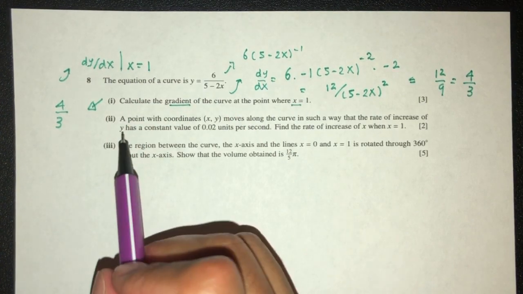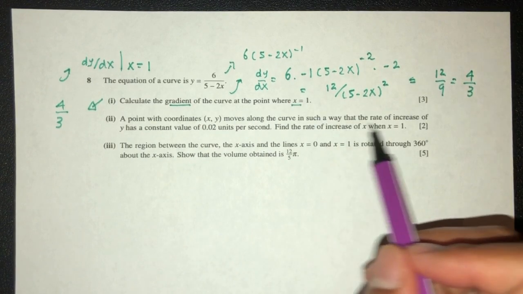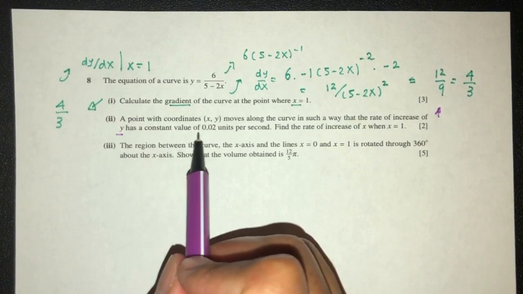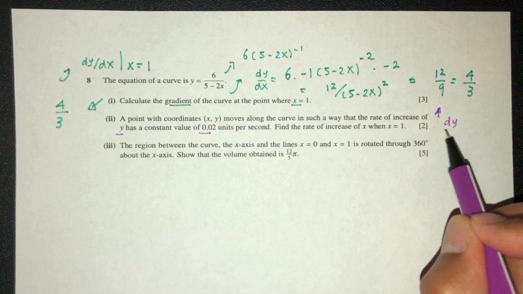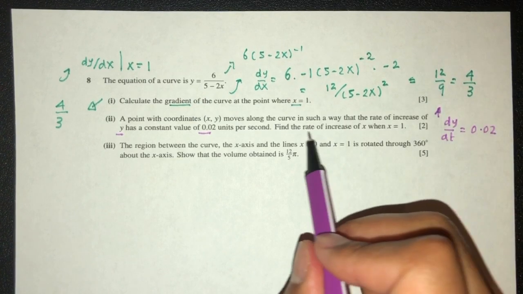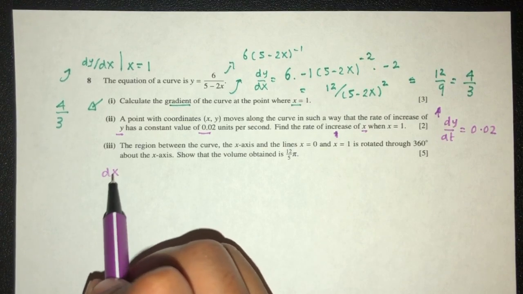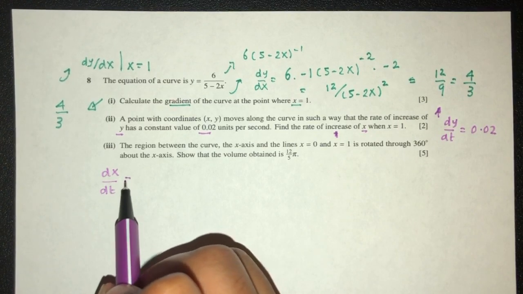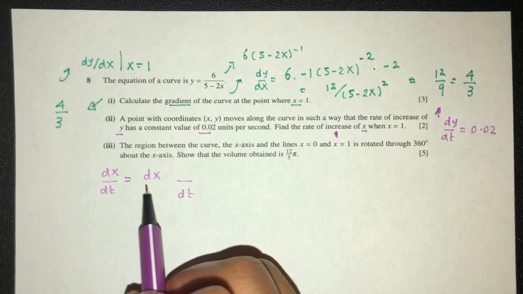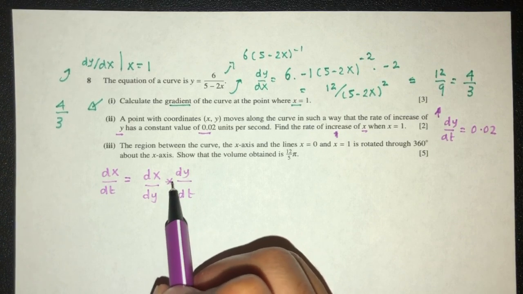Now part 2, a point with the coordinates x and y moves along the curve in such a way that the rate of increase of y is this. So dy by dt is equal to 0.02. Find the rate of increase of x. So we have to find dx by dt. This has to be dx on top and dt at the bottom. And they both have to be related by something, which is dy in this case.